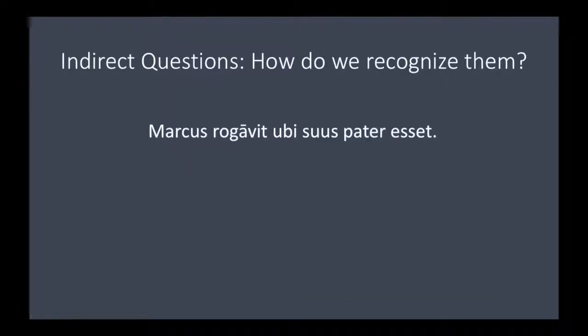Let's look back at our English example. Marcus asked where his father was. Notice how the main verb is an asking verb. In Latin, it would be Marcus rogavit. Then we need an interrogative adverb, adjective, or noun. For where, we can use ubi.